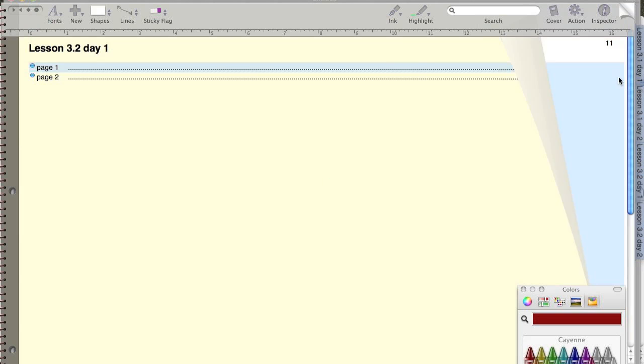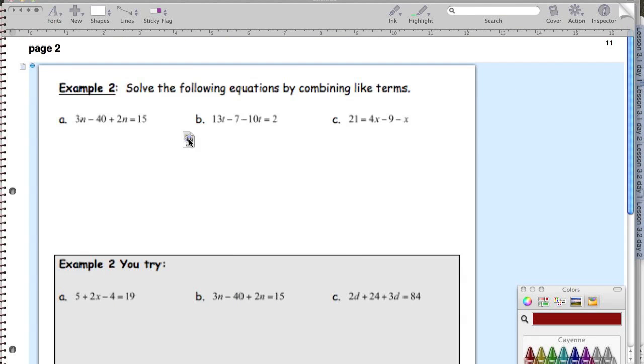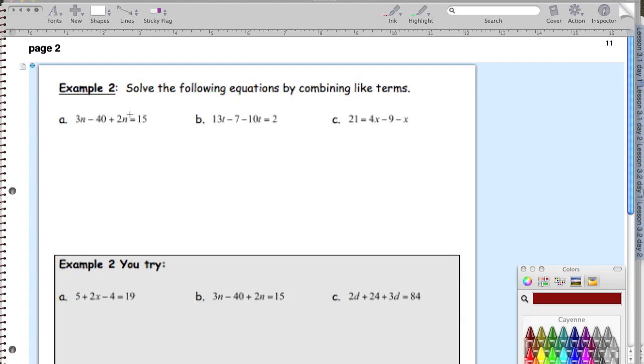We'll get right back on track here. There we go. Solve the following equations by combining like terms. Okay, so I want to combine like terms. So really, we're going to do the same process we just thought through.